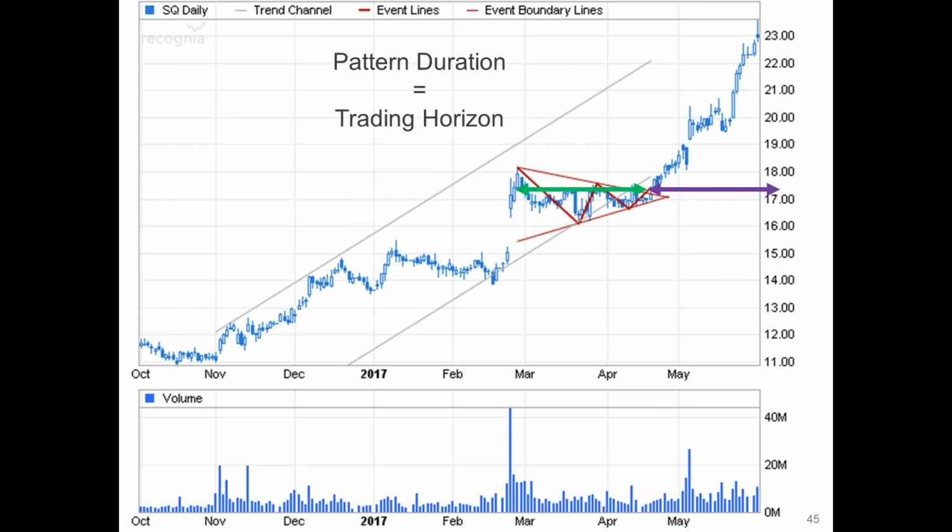We can also derive what is called the trading horizon. How long do we expect it to take to reach the target price? The way that technical traders do that is by measuring the length of the pattern. From where the pattern began to where we broke out, that is the pattern duration, and we add that amount of time. So we measure this green amount and add this purple arrow to the confirmation date. And that gives us a rough rule of thumb for how long we think it will take to reach the target price.